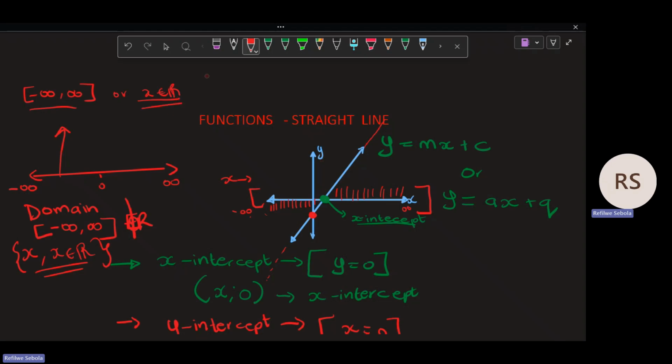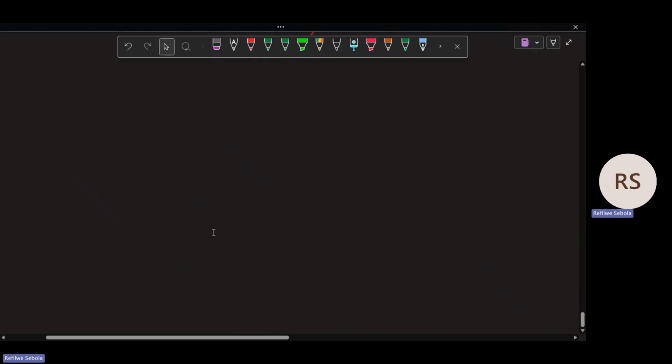So the domain has to do with the x-axis. Let us now analyze what we call the range. The range has to do with our y-axis.